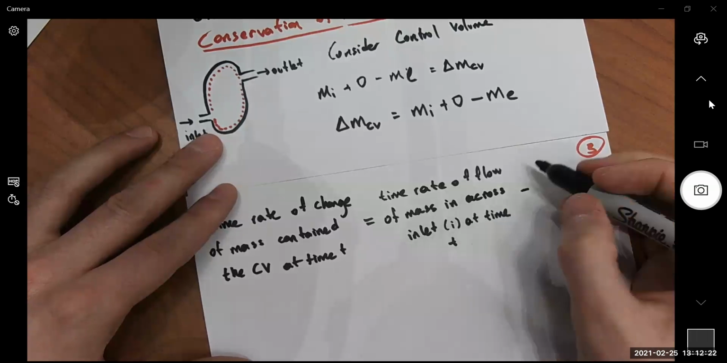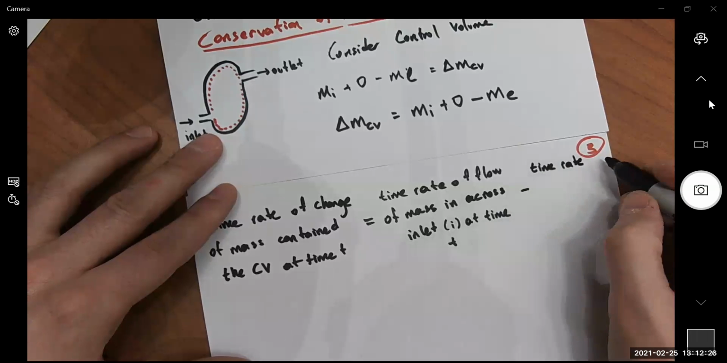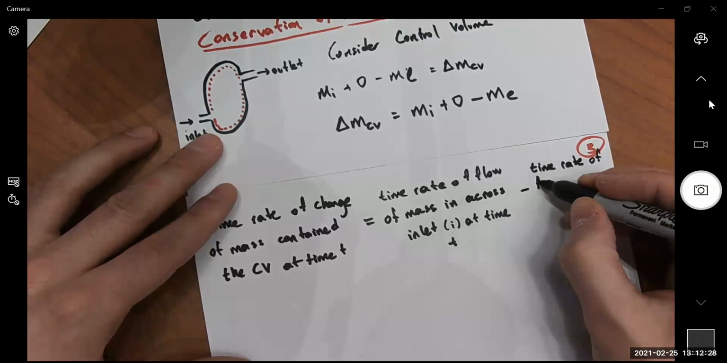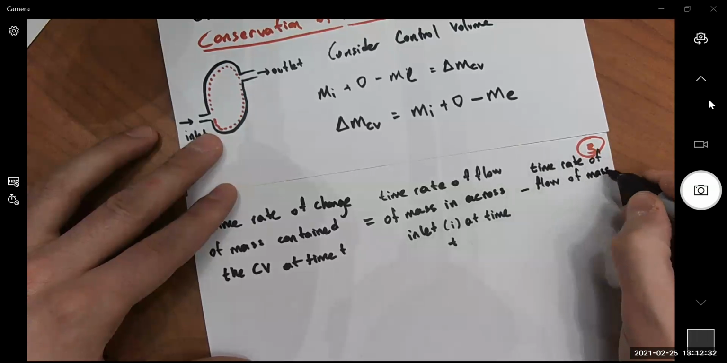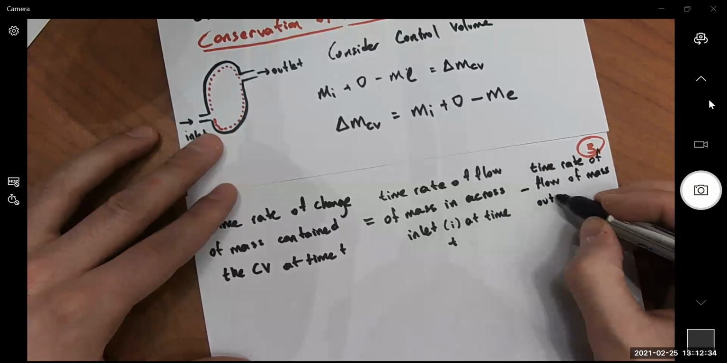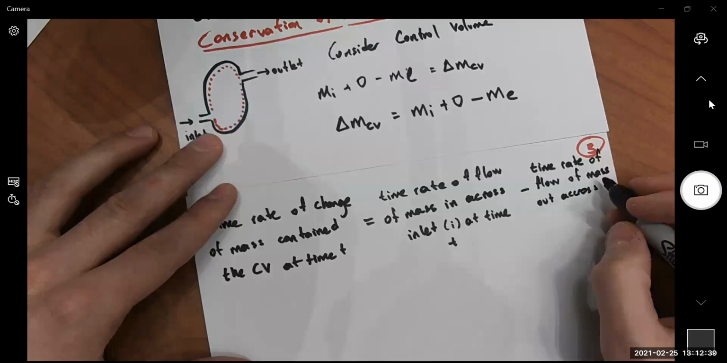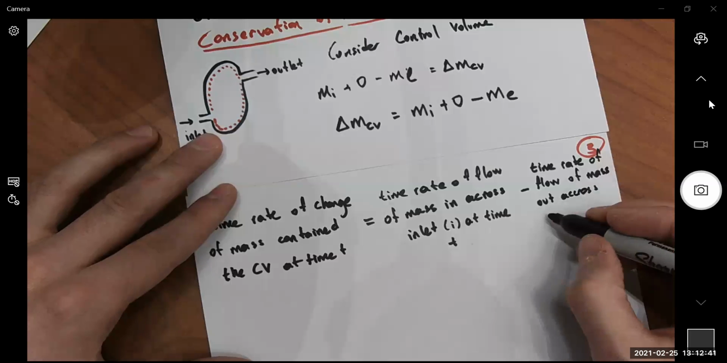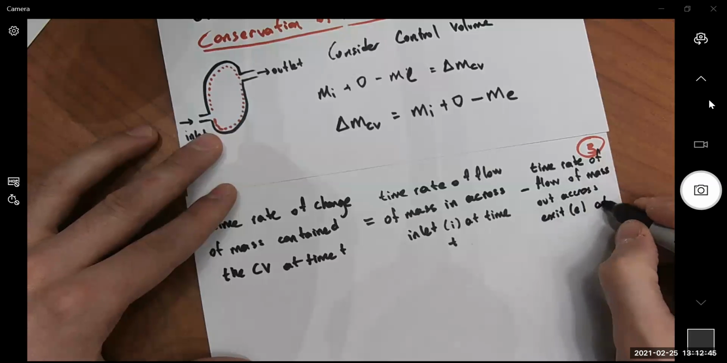Minus the time rate of flow of mass out across the exit at time t.